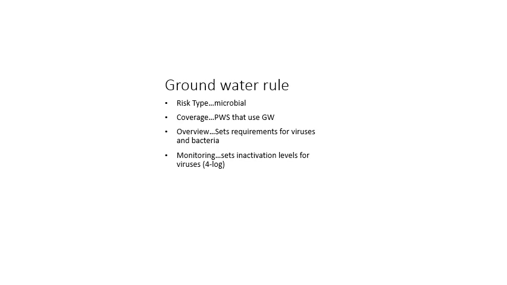Groundwater rule. Risk type: microbial. Coverage: public water systems that use groundwater. Overview: it sets requirements for viruses and bacteria. Monitoring sets inactivation levels for viruses at 4 logs, 99.99%.